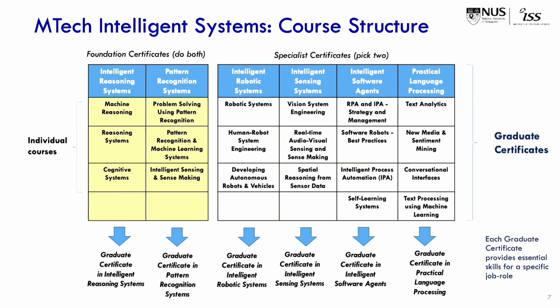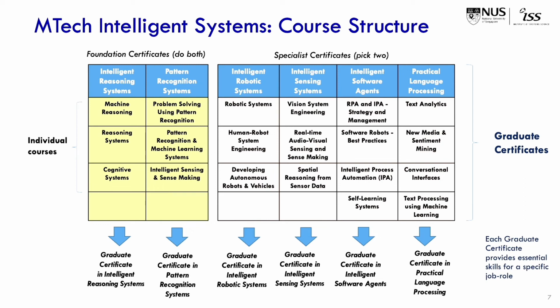So each column, each grad cert, comprises usually about 3 or 4 individual course components. And those individual course components last between 3 and 5 days of class. So typically to take a grad cert, you're taking about 12 or 14 days of class.